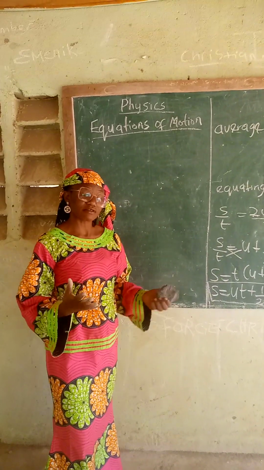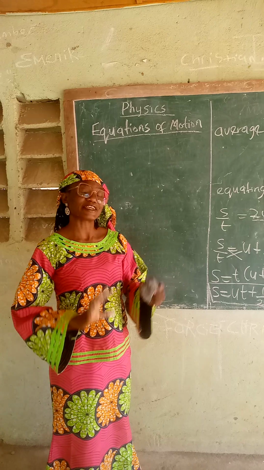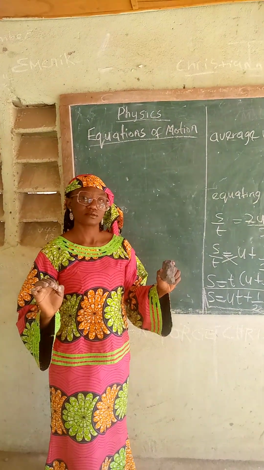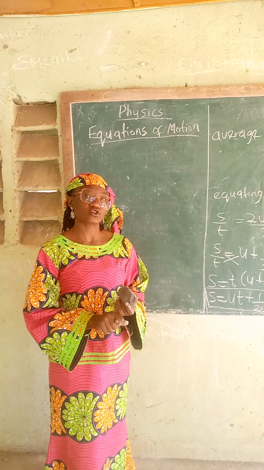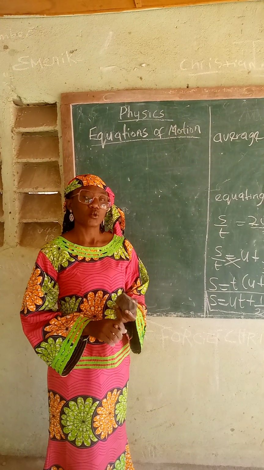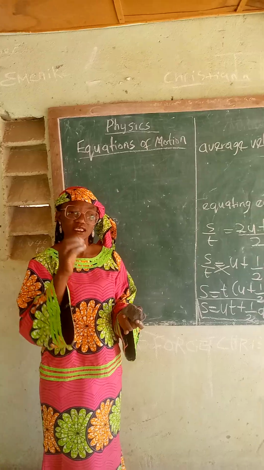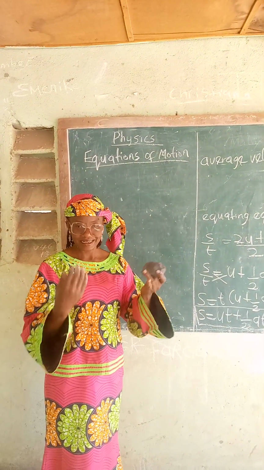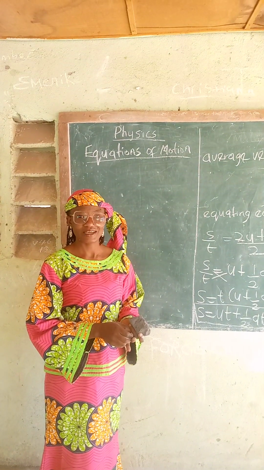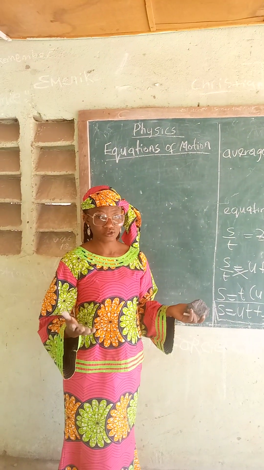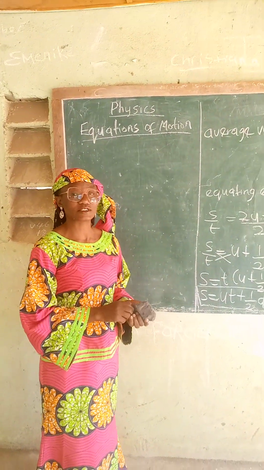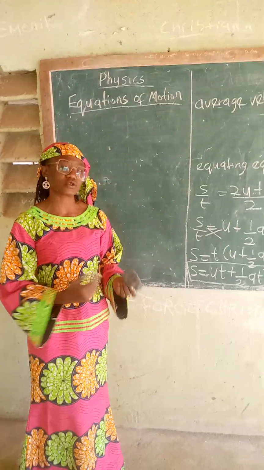Now, we are going to derive the third equation of motion by squaring the first equation of motion. After squaring the first equation of motion, we input S equal to UT plus half AT squared along the line. Let's see how we are going to achieve this. What is the first equation of motion? If you still remember, V is equal to U plus AT. So we are going to be squaring both sides.